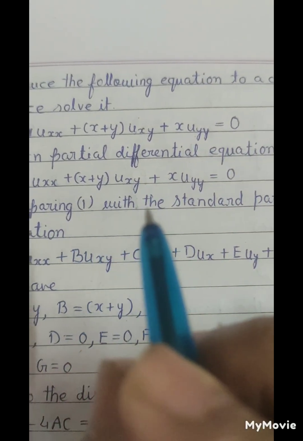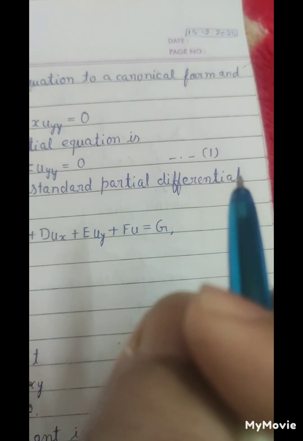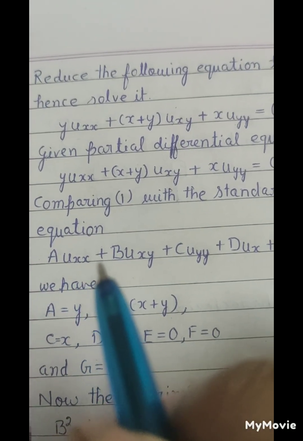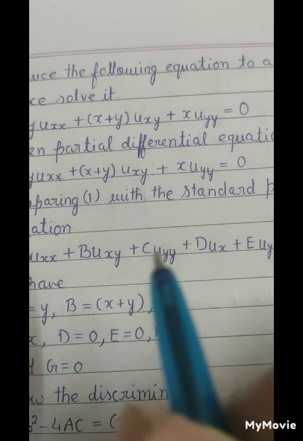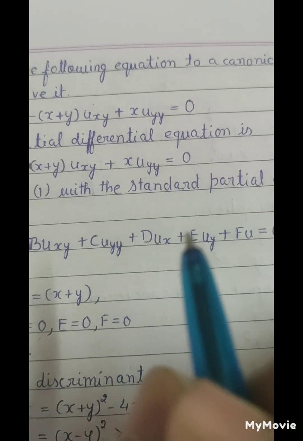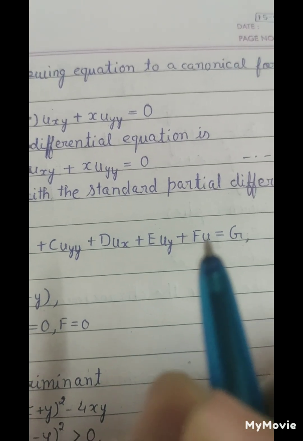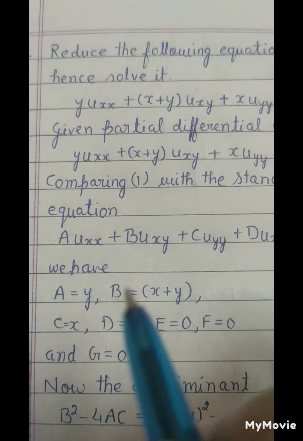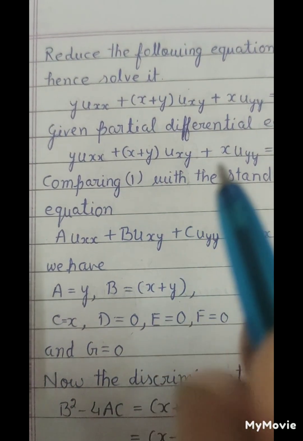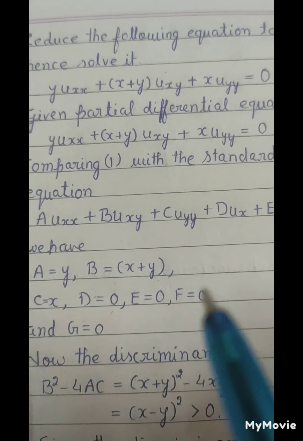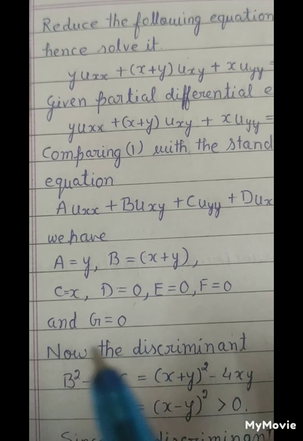Comparing equation 1 with the standard partial differential equation a uxx plus b uxy plus c uyy plus d ux plus e uy plus f u equals g, we have a equals y, b equals x plus y, c equals x, d equals 0, e equals 0, f equals 0, and g equals 0.